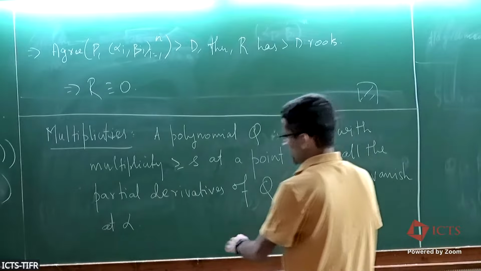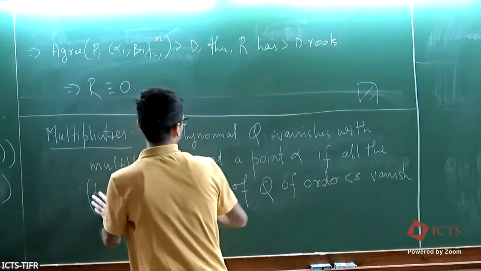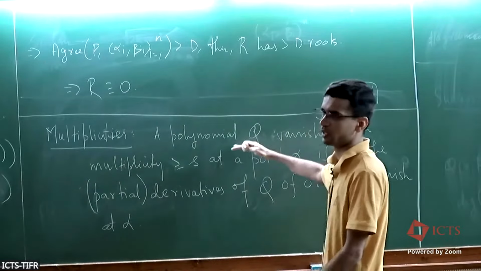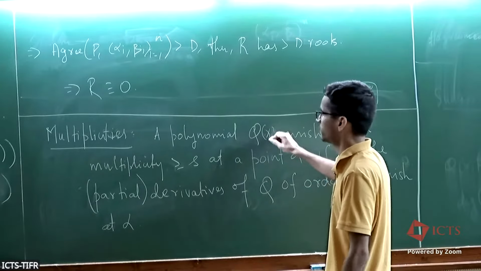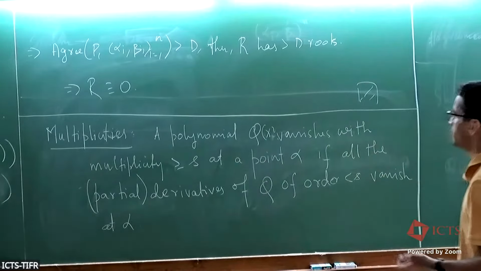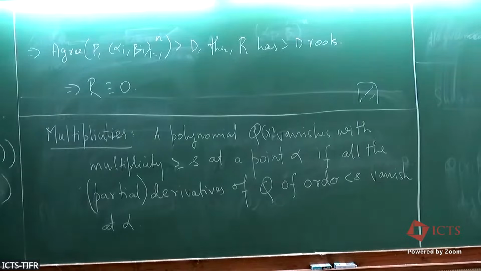Okay, maybe let's start by thinking of Q as a univariate polynomial. If Q is a univariate polynomial, we say that an input alpha is a zero of multiplicity at least s, or a root of multiplicity at least s of Q, if all the derivatives of Q of order less than s vanish at alpha.